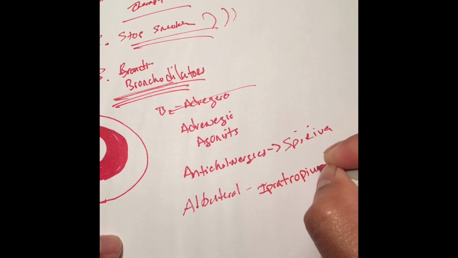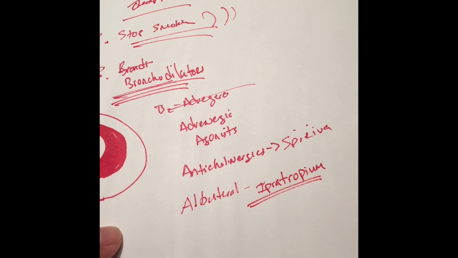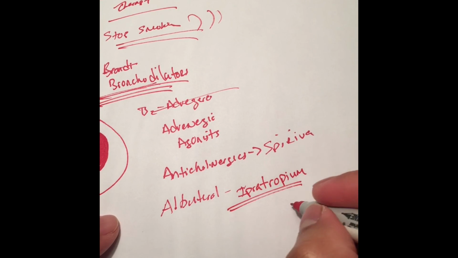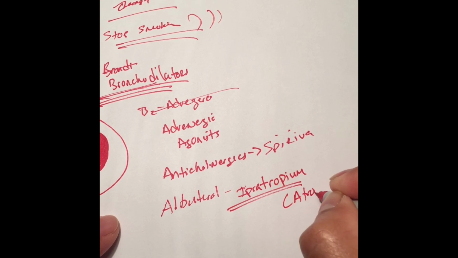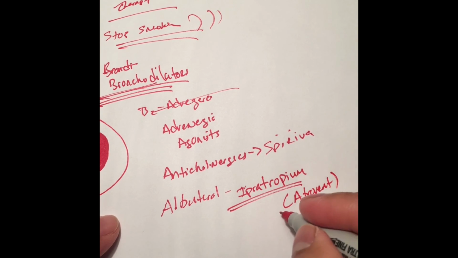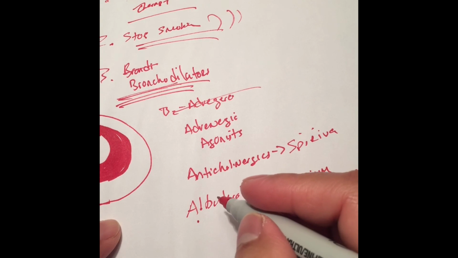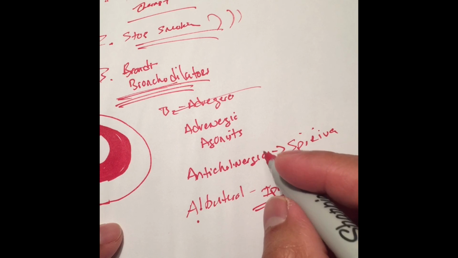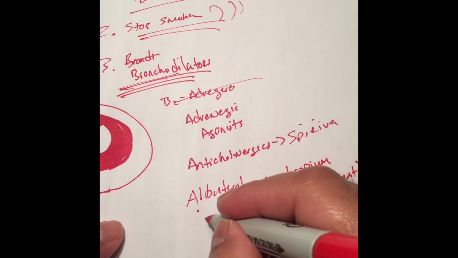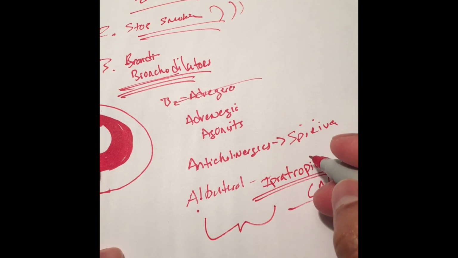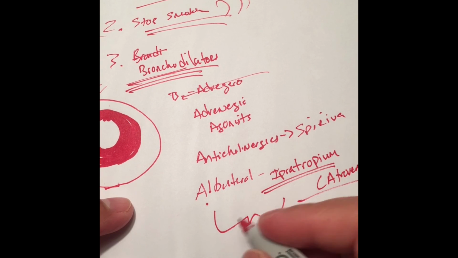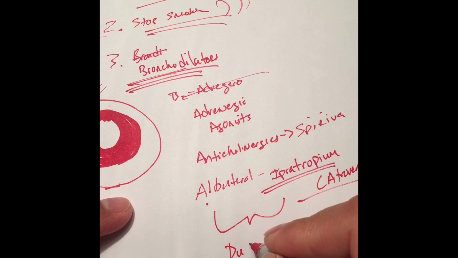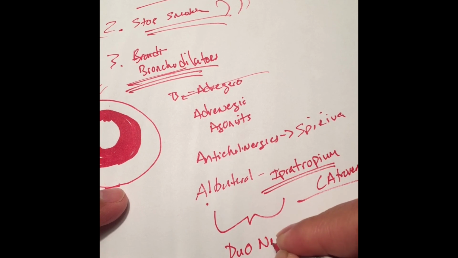Ipratropium. Didn't say it right. Ipratropium, or Atrovent. It's another name for it. Okay. So these again are the short-acting bronchodilators. You can give these together in a nebulized form. If these are together, then that's considered a duo neb. Okay, duo meaning two.